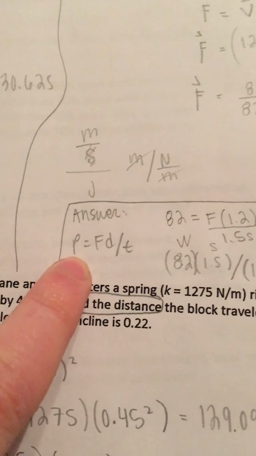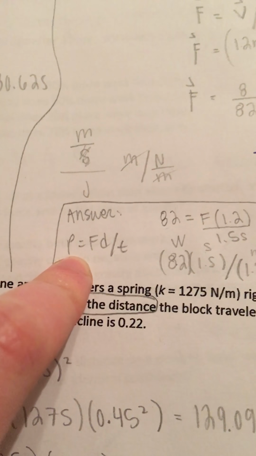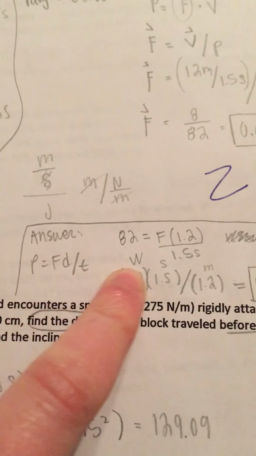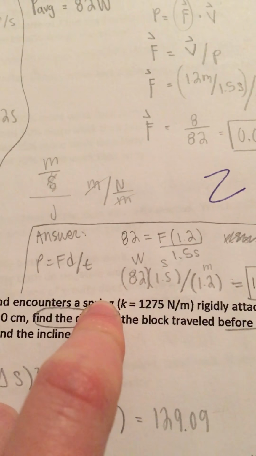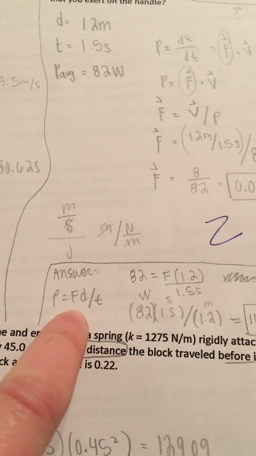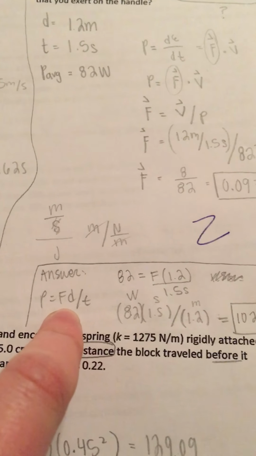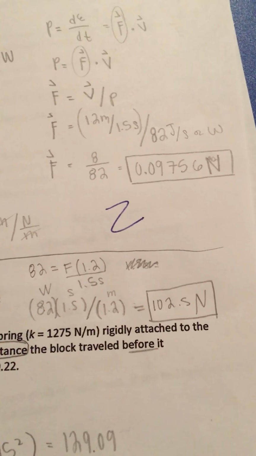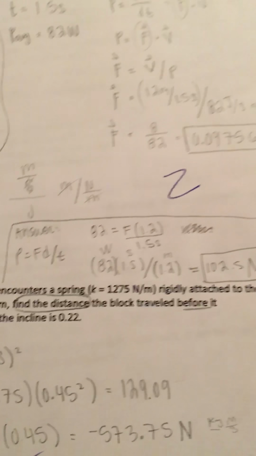So what you do is, this is the equation for work, for power, not work. And we're given all of these things, so pretty much you just rearrange the equation to find the force, and you plug everything in, and you get the 102.5 newtons.